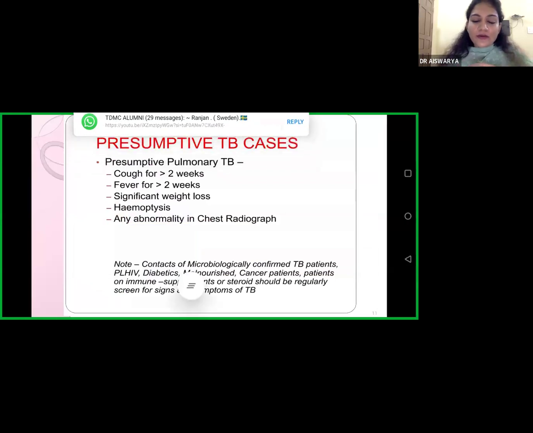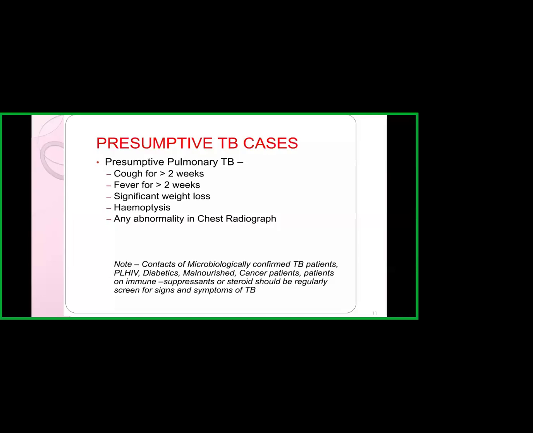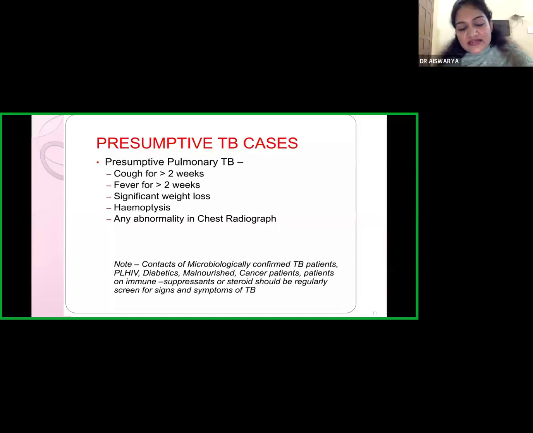Now, coming to the topic proper. Who is called a presumptive TB patient? Any patient with a cough of more than 2 weeks' duration, fever of more than 2 weeks, significant weight loss, hemoptysis. Hemoptysis means coughing up of blood in sputum. Also any abnormality in chest X-ray. So these are the presumptive TB patients. Anyone who has contact with a microbiologically confirmed TB patient, patients living with HIV, diabetic patients, malnourished ones, cancer patients, or those taking immunosuppressive medicines like steroids, need to be thoroughly and regularly screened for the signs and symptoms of TB.